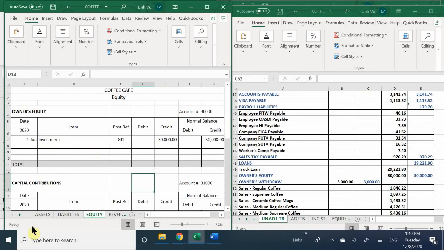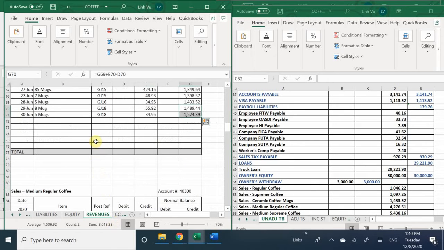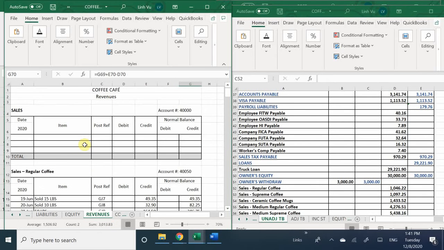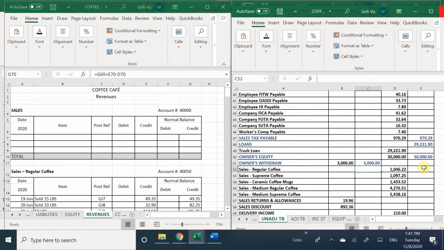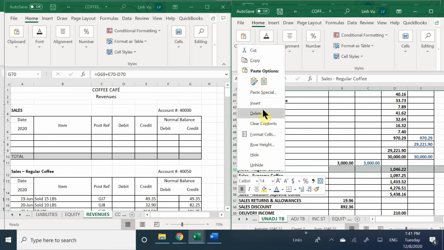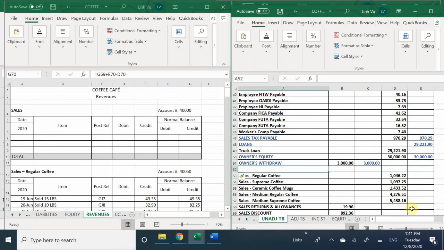So we're going to clump up all of our sales together. That's going to include sales of our regular coffee, sales of our Supreme coffee, coffee mugs, medium regular and medium Supreme. So all of those are going to be included into one. So let me go ahead and create that account for sales. All right, and let's go through it. So what's my first one going to be?